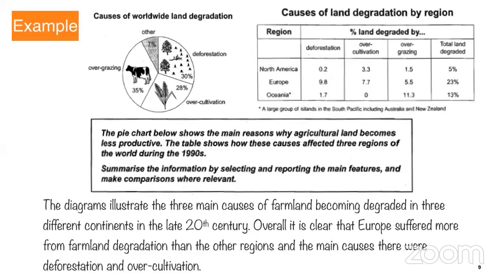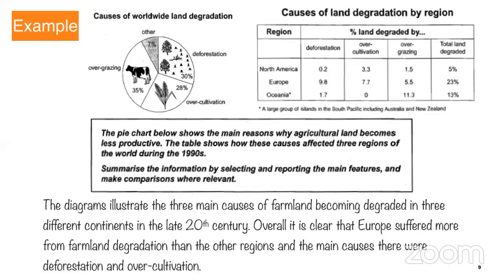So I can change the words and I can put something like, the diagrams illustrate the 3 main causes of farmland becoming degraded in 3 different continents in the late 20th century. You could also add, if you wanted to, that these 3 means of degradation are overgrazing, deforestation, and overcultivation, with other causes amounting to only 7%. So you could put something like that there as well if you wanted to, just to be clear.